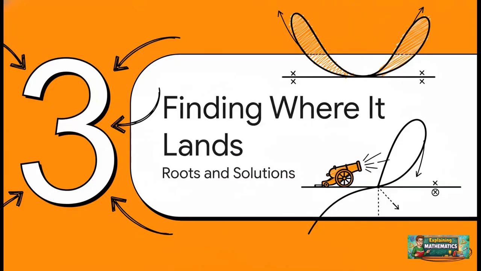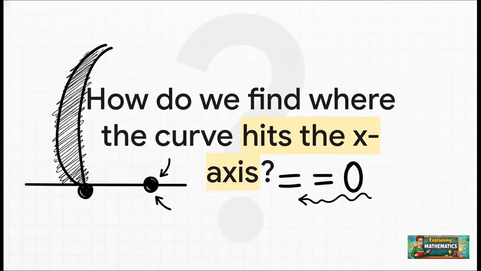Okay, so we understand the shape. Now let's get practical. One of the most common things we want to know is, where does this curve land? If it's the path of a ball, where does it hit the ground? This is absolutely crucial for stuff like physics and engineering. Answering this question is really the key to unlocking the function's predictive power.